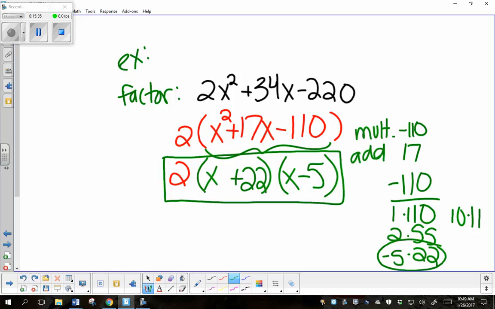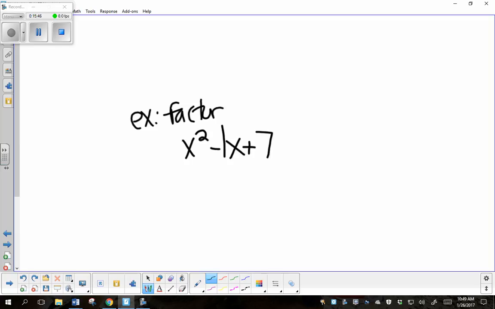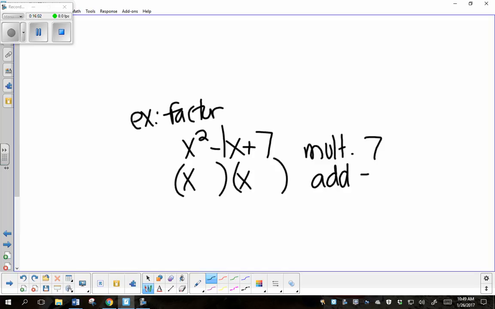All right, I have one last example for us. We're going to try and factor x squared minus x plus 7. Remember, that's really like a minus 1x if you wanted to write that out. So to factor this, we're looking for two numbers that will multiply to 7 and add to negative 1. So let's look at numbers that multiply to 7. I think it's just 1 and 7.